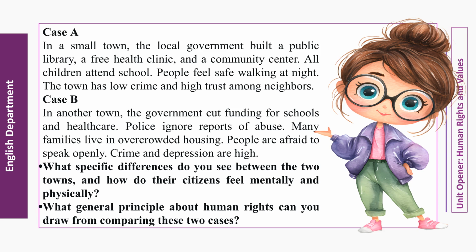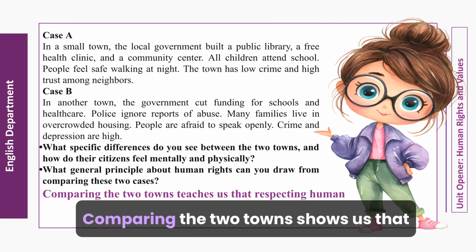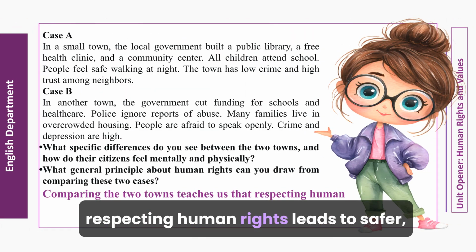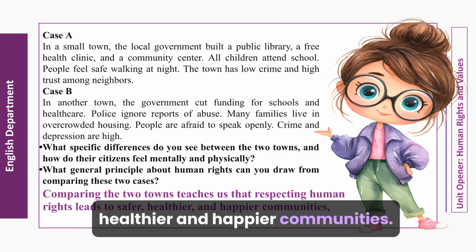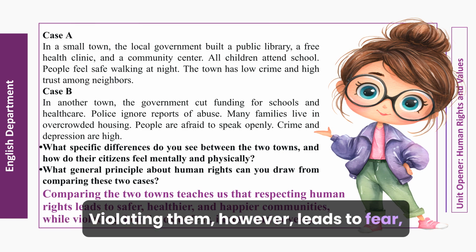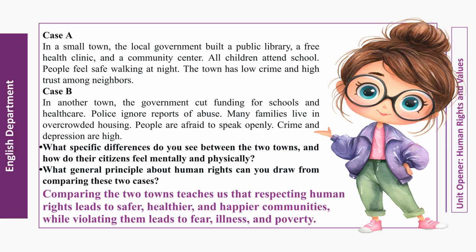Case A describes a town with resources, safety, and community trust. Case B describes a town with resource cuts, crime, and fear. Consider the specific differences between the towns and what this comparison reveals about human rights. Comparing the two towns shows us that respecting human rights leads to safer, healthier, and happier communities. Violating them, however, leads to fear, illness, and poverty.